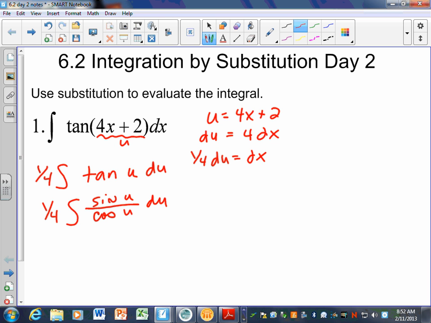So let's try this. We've already picked u, so we need to pick another letter. So I'm going to pick v. Why? Because it's next to u, but you pick whatever you want. So now we're going to do another substitution. Let me write it right here. Double substitution! So now I'm going to pick v to equal cosine of u. We should have not picked v because v's and u's look alike, but.